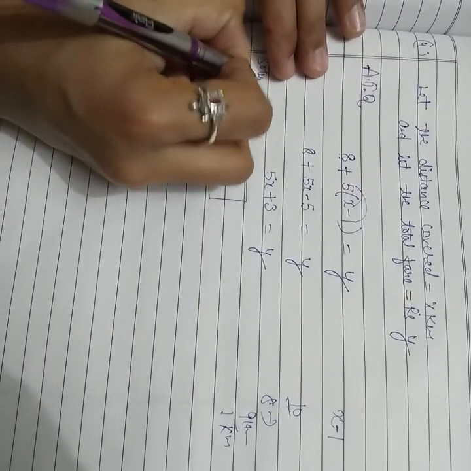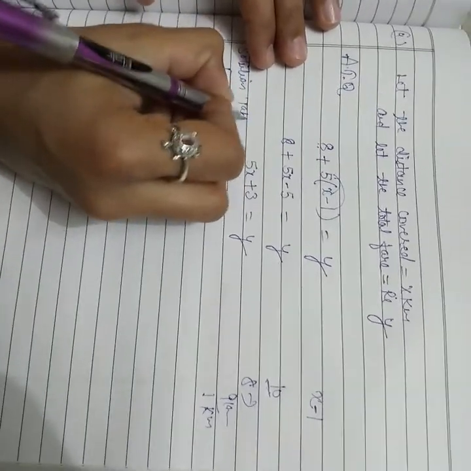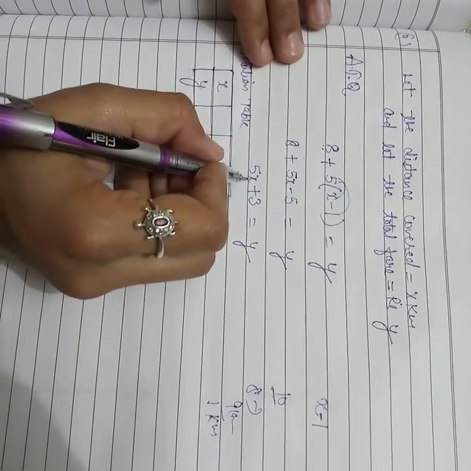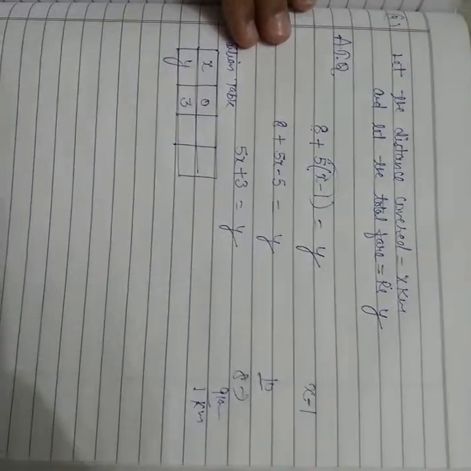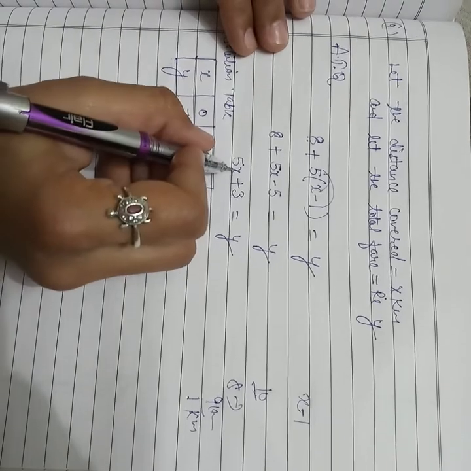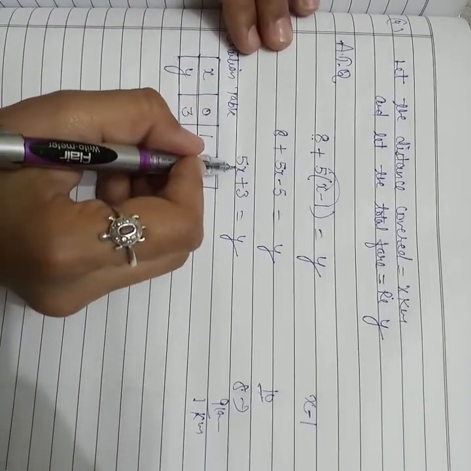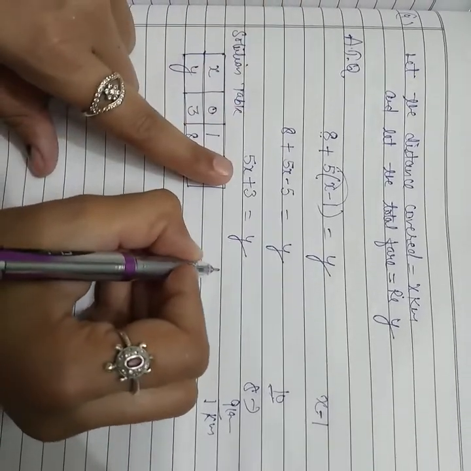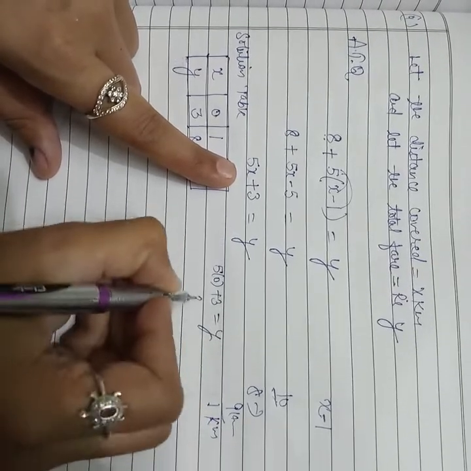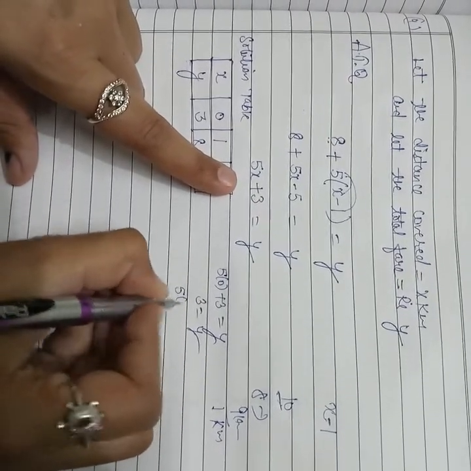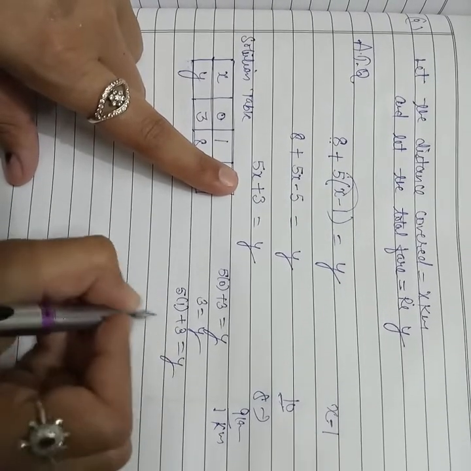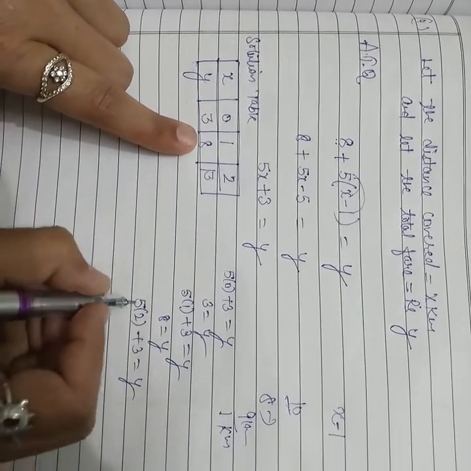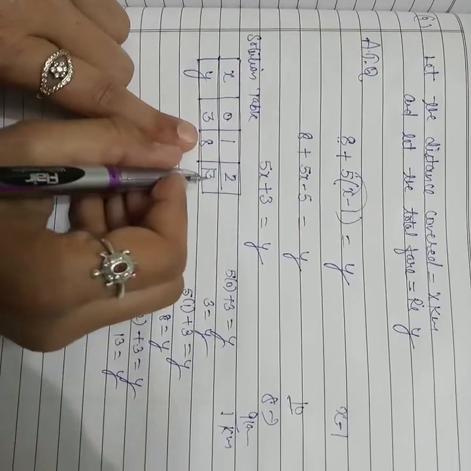For the solution table you can put different values of x and get different values of y. Now putting x equals 0, we get y equals 3. Putting x equals 1, we get 5 into 1 plus 3, that is 8. By putting x equals 2, we get 13. Here when x is 0, that is 5 into 0 plus 3 equals y, that is y equals 3. When x equals 1, that is 5 into 1 plus 3, 5 plus 3, that is y equals 8. When x equals 2, 5 into 2 is 10, 10 plus 3 is 13, y equals 13.